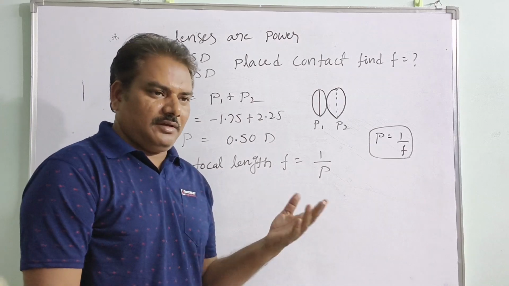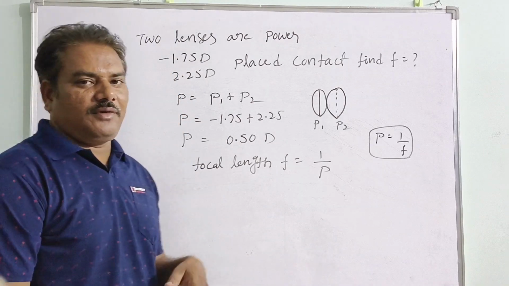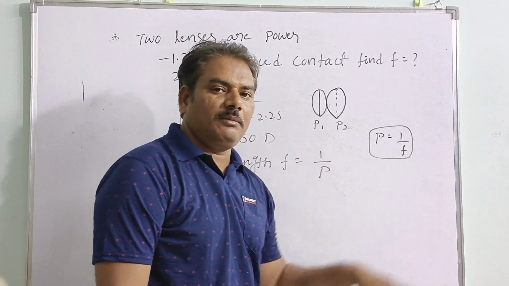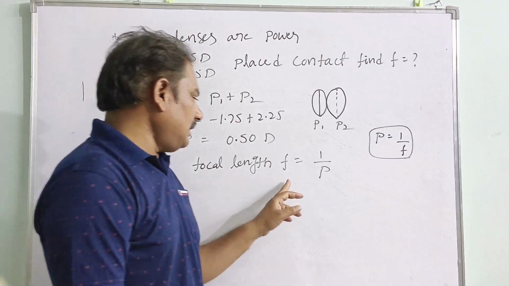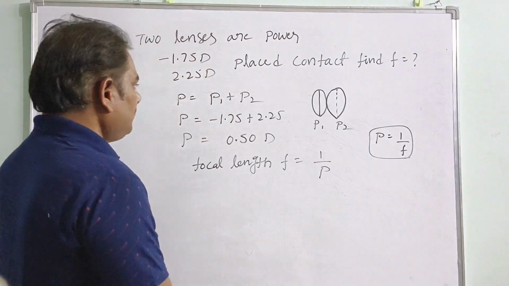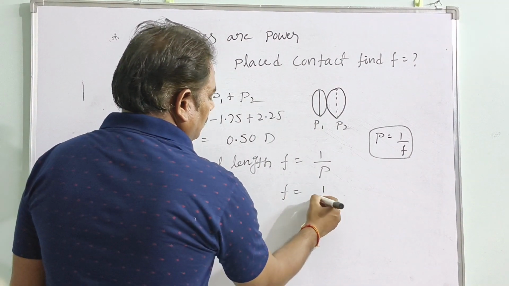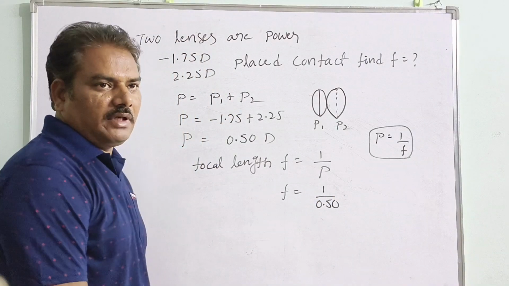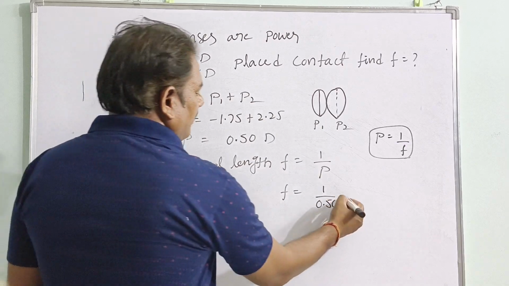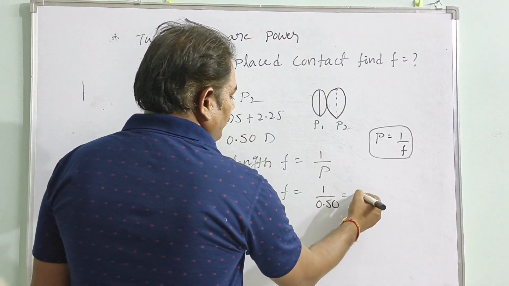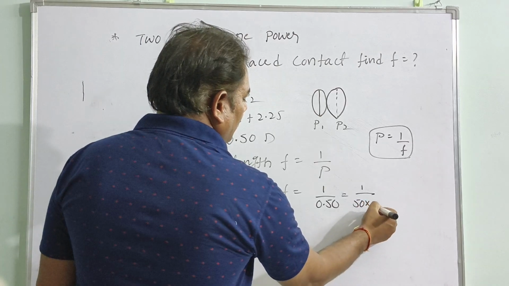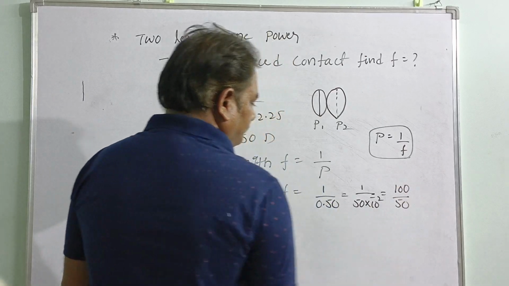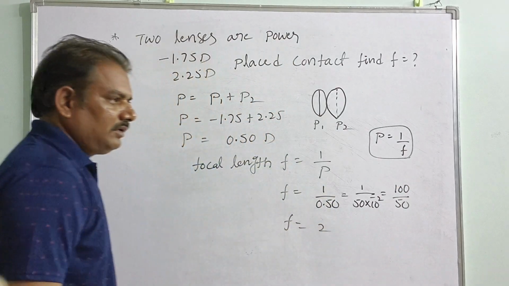Minus 0.5, same 0.5, 2.5, 1, something like that. So power is equal to 1 by f. So the focal length f is equal to 1 by p. The p value is 0.50. So that equals 1 by 50 into 10 power minus 2, that equals 100 by 50. So that equals 2 diopters.